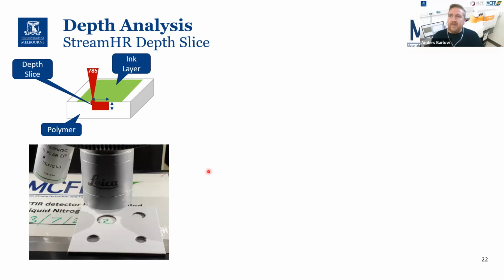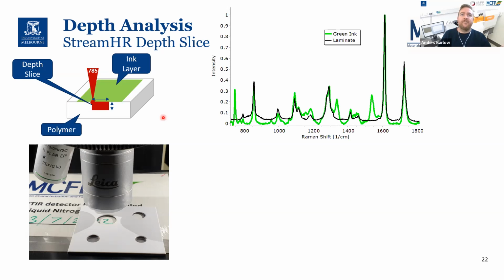I've got two kind of contrived experiments coming up now, but this is basically looking at some ink on a polymer here. What we've got is an ink layer on top of a plastic, and I'm using the 785 nanometer laser here to then do a depth slice through that particular sample. The ink and the laminate do have distinct Raman spectra here. And so what we're doing is we're plotting this particular peak from the ink and this peak from the laminate against both X, Y, as in the line scan, and then depth.